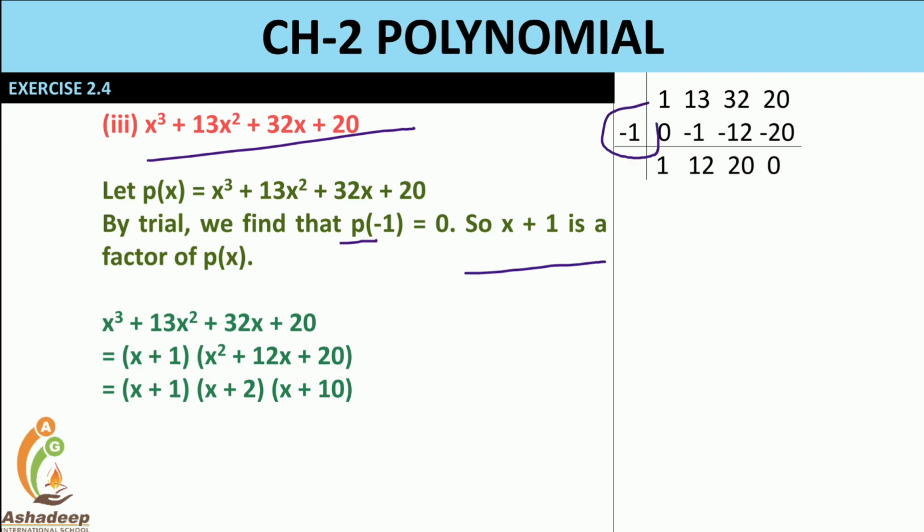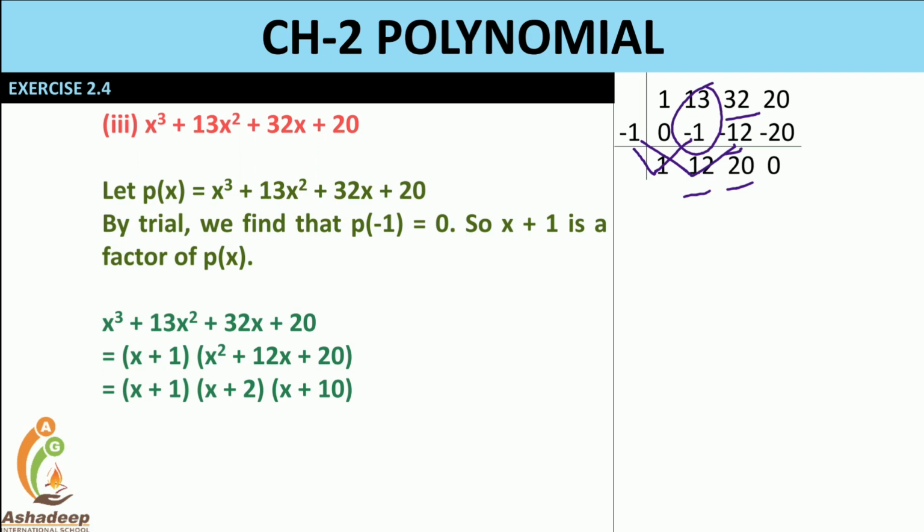Now here I have to put the minus 1. These are the coefficients. Now 1 plus 0 is equal to 1. Minus 1 ones are minus 1. 13 and minus 1 is nothing but 12. Minus 1 into 12 is minus 12. 32 minus 12 is 20.